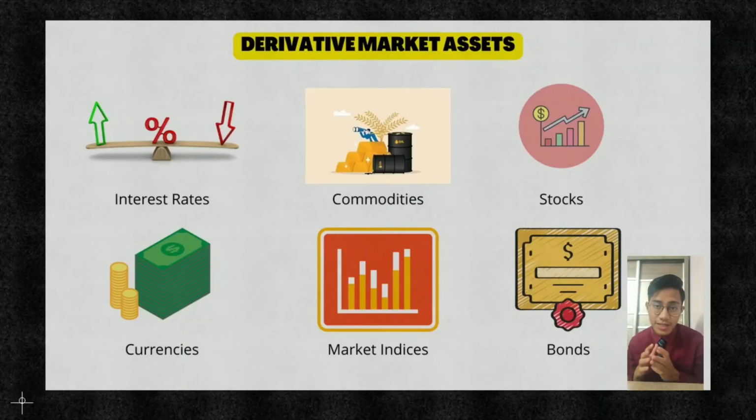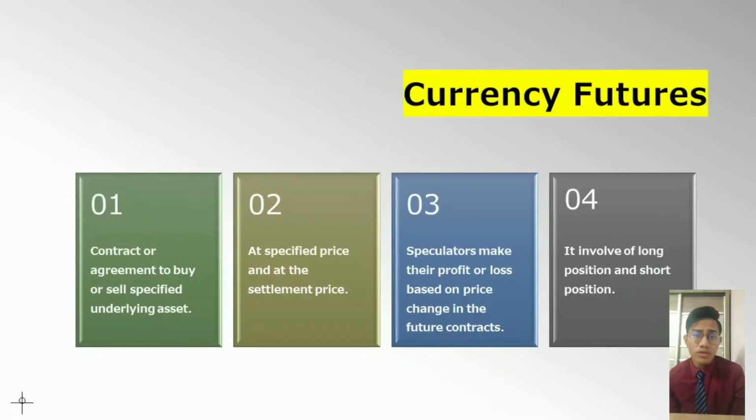As you can see on the slide, these are some examples of derivative market assets. We have stocks, currency, interest rates, bonds, market indices, and commodities. Alright, so now we move to currency futures. It refers to a contract or agreement to buy or sell a specific underlying asset at a specific price and at the settlement price. Speculators make their profit or loss based on price changes or price movements in the futures contracts, and it involves a long position and a short position.